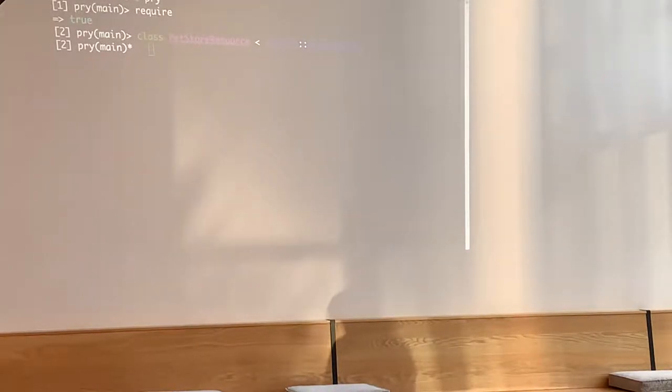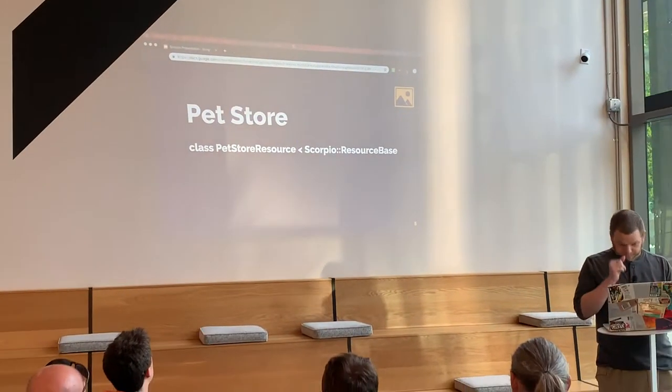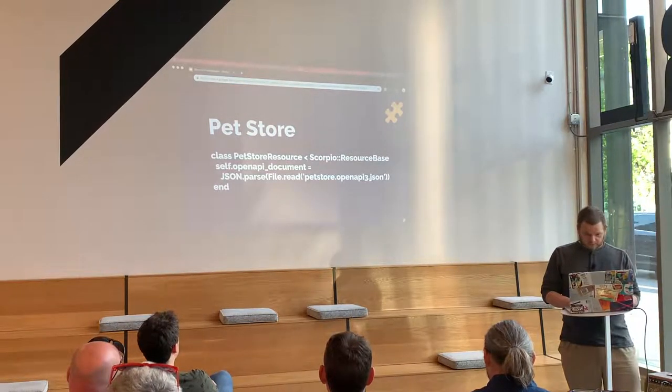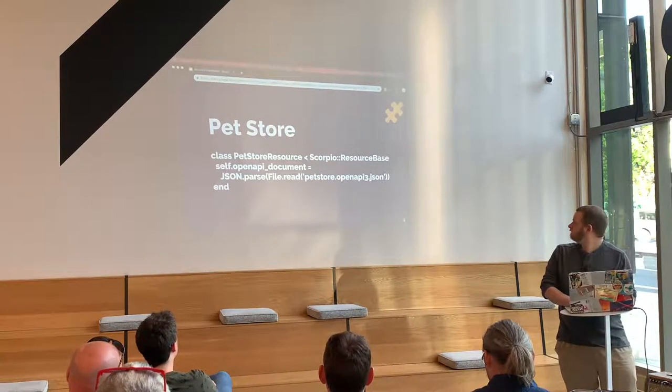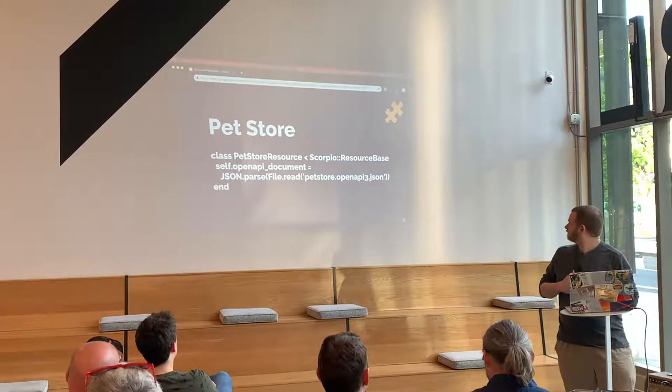So the PetStore resource class there will represent all of the resources of the API client, of the API that we're building the client for. The main thing that we want to do with this is tell it where that OpenAPI document is.